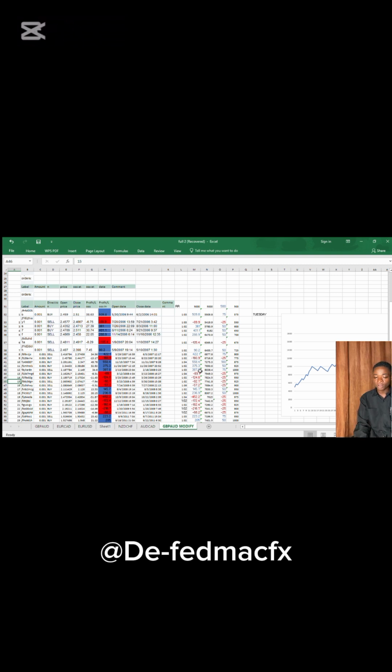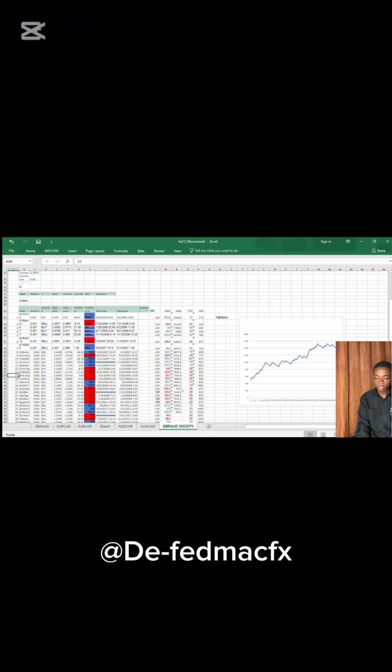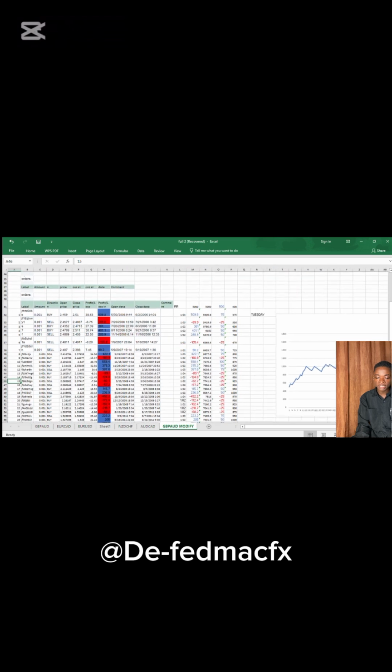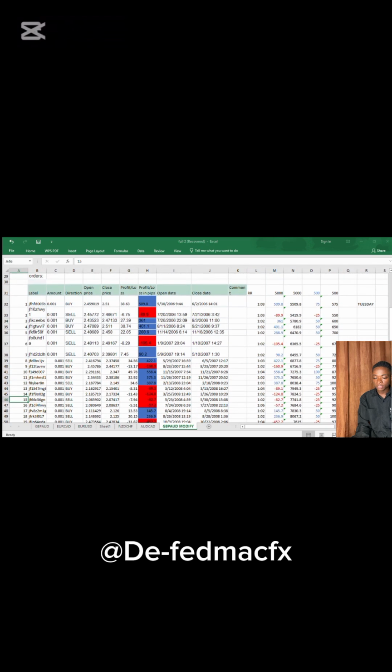So now let's move over to this color part. The color part means that the blue part is the winning part, and the red one is the losing part. That is, anywhere you see a red color here is a losing trade. So let me zoom in for you guys to see clearly what this actually is.